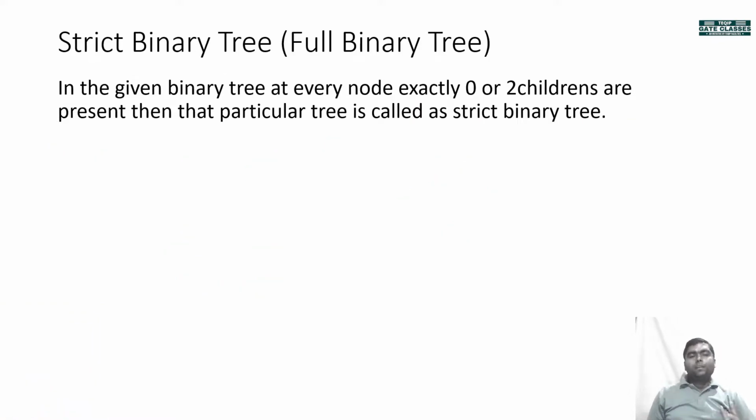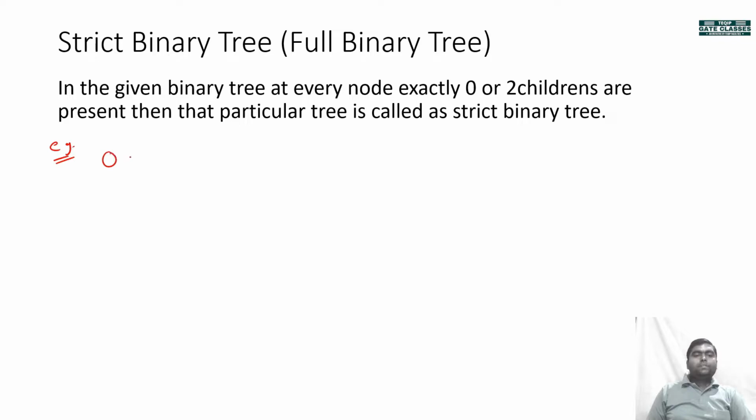Now there is one interesting term, that is strict binary tree, or the other way of saying it is full binary tree. Strict or full, both are the same. So strict or full means the middle possibility we left out, meaning any node can have either exactly zero children or exactly two children, right? So either zero children or two children. Then that particular binary tree is called a strict binary tree. Let us take a few examples, then it is very much evident.